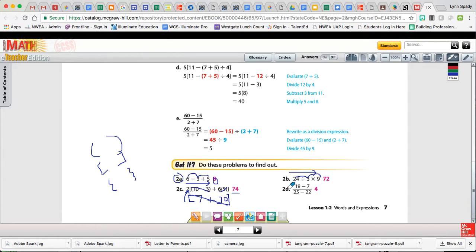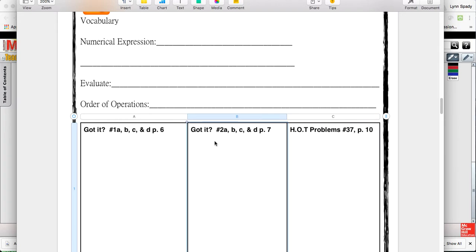For 2D, we have the numerator that can be evaluated or simplified. 19 minus 7 is 12. And then in the denominator, we have 25 minus 22, which is 3. We wouldn't leave our answer as 12 over 3 because that can be simplified to the answer of 4. Make sure you have all 4 of those answers on your note sheet in this box right here.